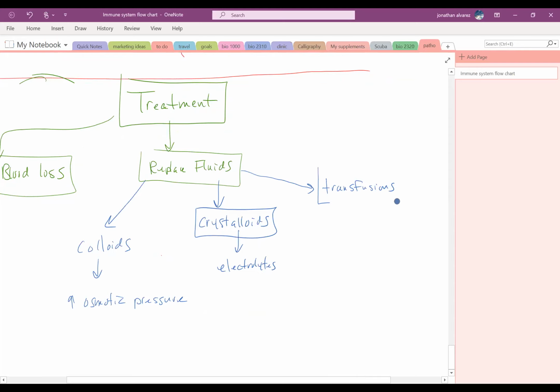Now keep in mind a transfusion is where you give any kind of blood product. An infusion is where you give anything else, through IV or injection or whatever. So a transfusion would be blood products, such as giving red blood cells, to get their hematocrit level back up, which will also help osmotic pressure.